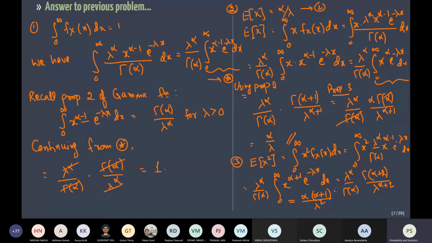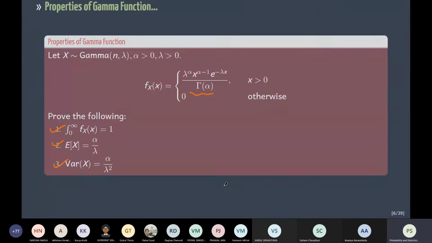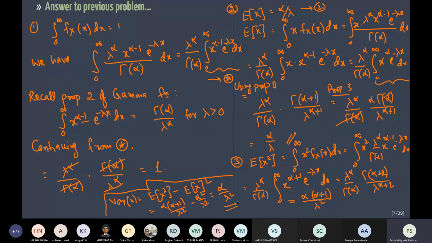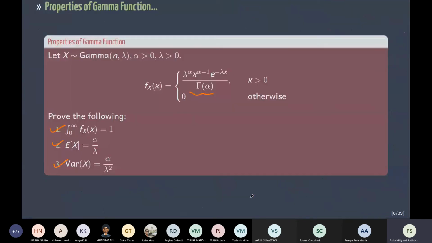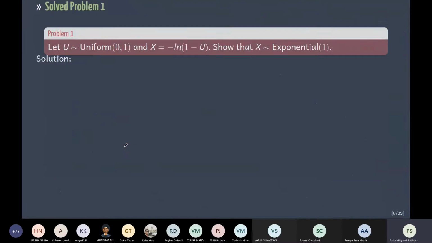Now we know the variance of x is the expectation of x square minus the expectation of x whole square. So this is alpha plus 1 by lambda square minus alpha square by lambda square, which should come out to be what we were asked, alpha by lambda square. You can check this. So we have proved all three properties of the gamma distribution.